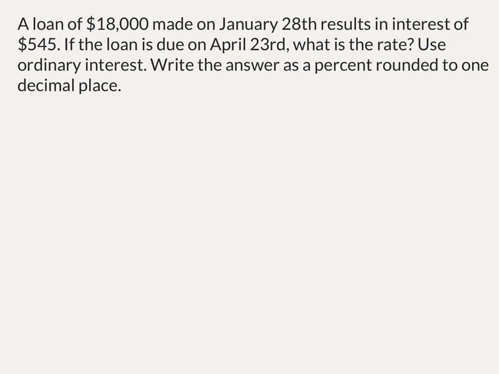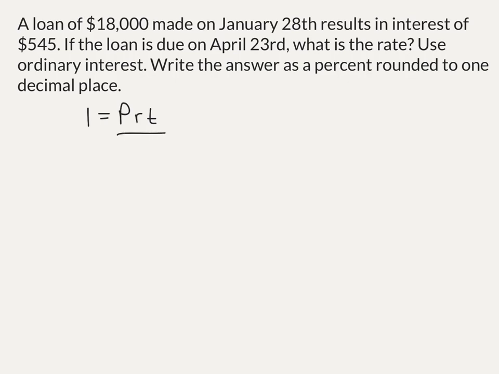A loan of $18,000 made on January 28th results in interest of $545. If the loan is due on April 23rd, what is the rate? Use ordinary interest. Write the answer as a percent rounded to one decimal place. So we want to find the rate. We'll use simple interest again, which is I equals PRT, but this time we want to solve for R.